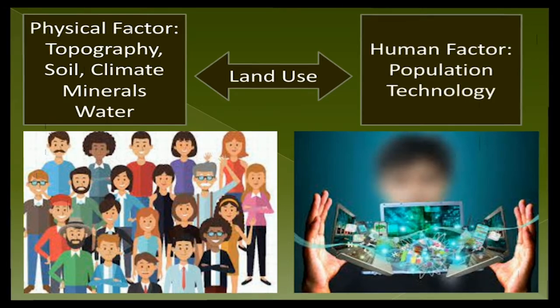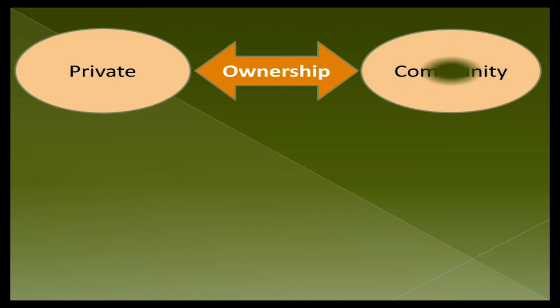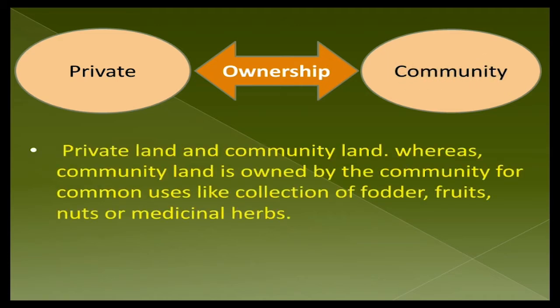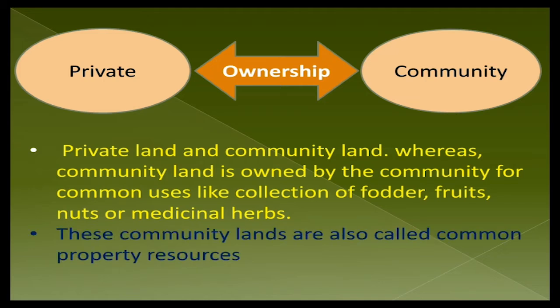Land can also be classified on the basis of ownership. When we talk about land use on the basis of ownership, there are two types of land, that is private land and community land. Private land is owned by individuals, whereas community land is owned by the community for common uses like collection of fodder, fruits, nuts or medicinal herbs. These community lands are also called common property resources.